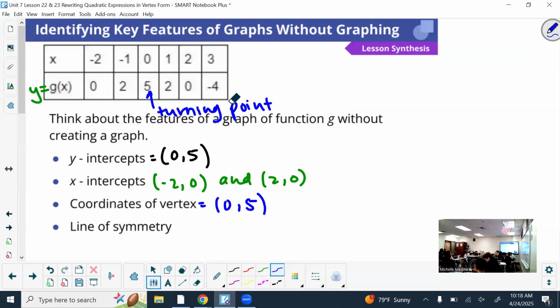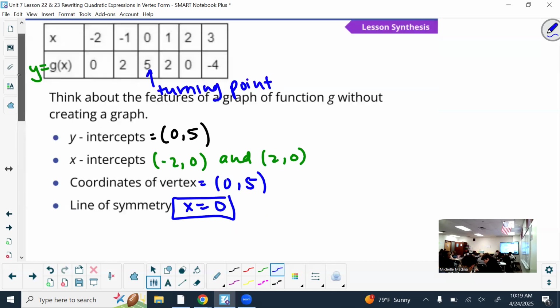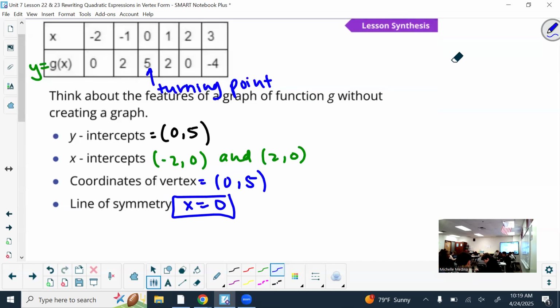So then my line of symmetry, table 1 will be what? X equals 0. Because it has to be an equation, so it has to have the equal sign. And it has to be x equals so that it makes a vertical line. But it's x equals whatever the x of your vertex was. Good questions? I actually like tables the best. We really didn't do any calculations at all for this one.